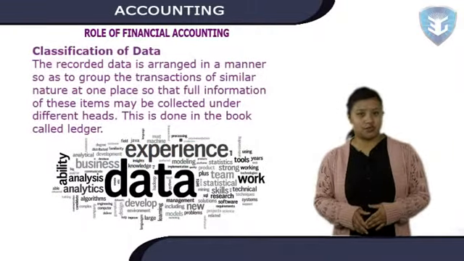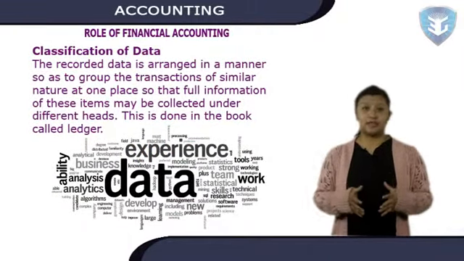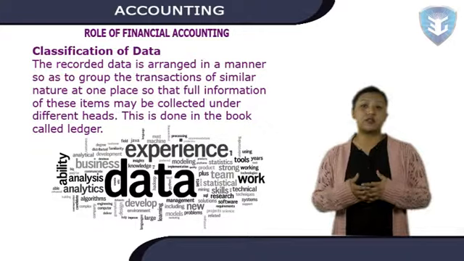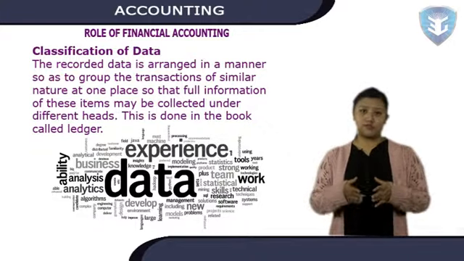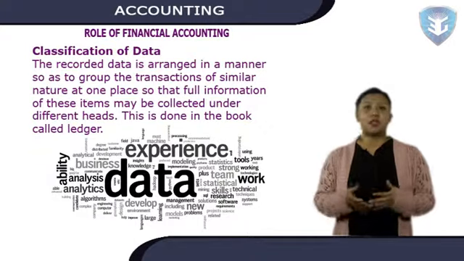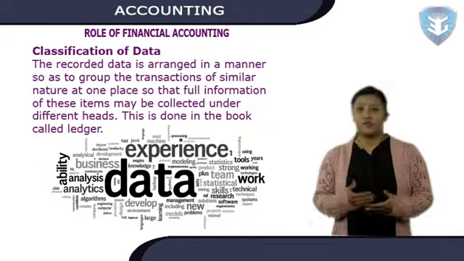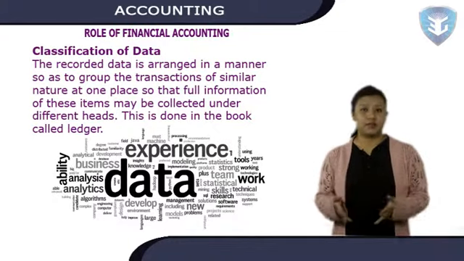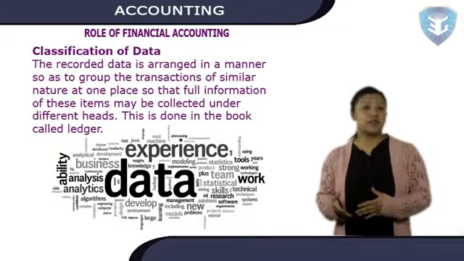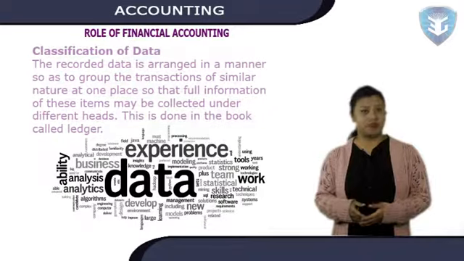The classification of data. The recorded data is then arranged in a manner so as to group the transactions of similar nature at one place so that full information of these items may be collected under different heads. This is done in the book called ledger. For example, we may have accounts called salaries, rent, interest, advertisement, etc. To verify the arithmetical accuracy of such accounts, trial balance is prepared.